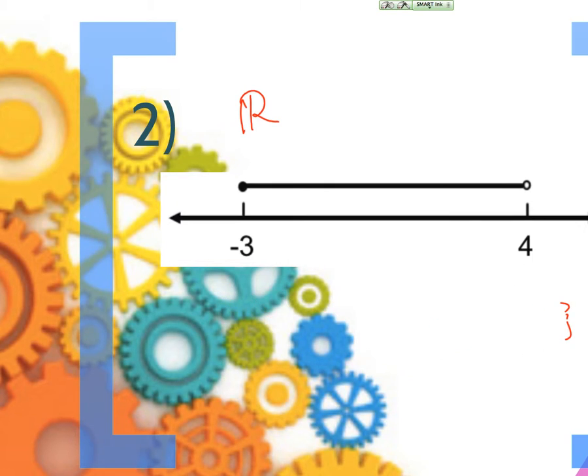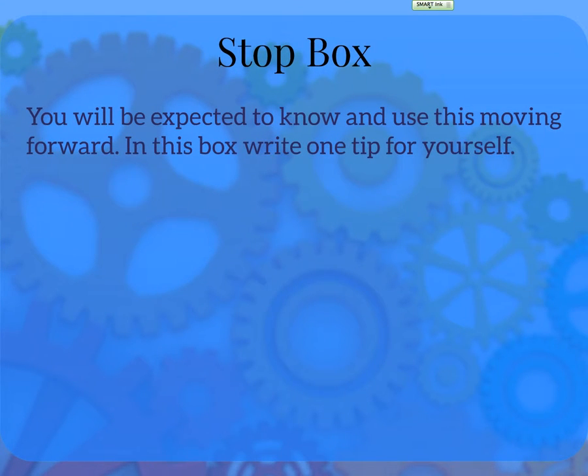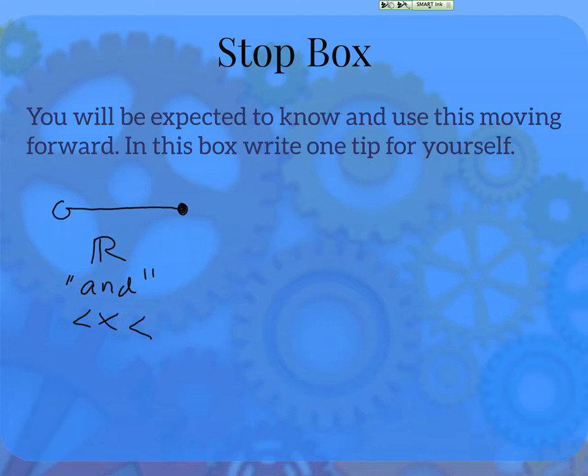Now the stat box, I kind of let second hour do their own thing, but after working with second hour, I came up with maybe some things that I noticed. So I just said that you're expected to know and use this moving forward in this box. Write one tip for yourself. Here's some tips that I've come up with, helping second hour kind of move through this. Remember that if you've got, like, let's say a line like this, we know that's going to be in all real numbers. And something that you might not remember is this is kind of like an and inequality. So that's when you're going to use something like this with your numbers on either side.